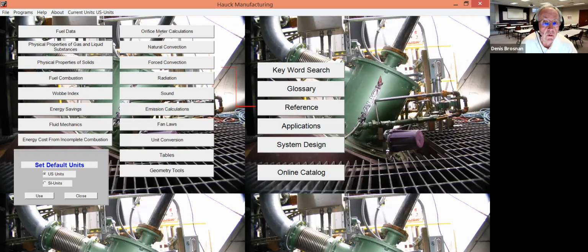And we have some heat transfer utilities that we'll use later on in the course. Natural convection, forced convection, and radiation. Heat transfer. These are the main things that we're going to use. Emissions calculation later in this unit. And finally, over here to applications.